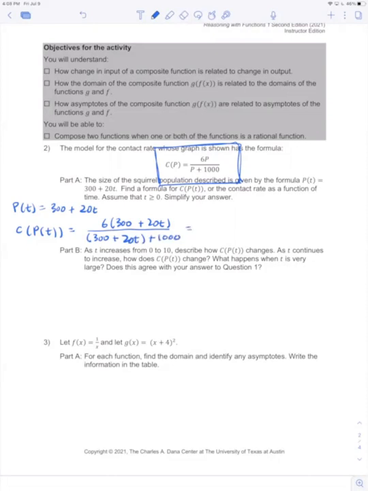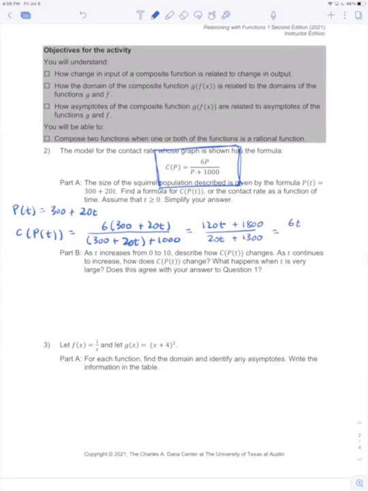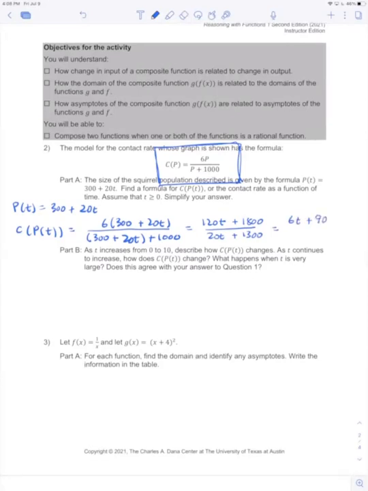If we continue just by multiplying this out, we'll get 120T plus 1800 over, let's see, 20T plus 1300. And continuing, we'll end up with 6T plus 90 over T plus 65.